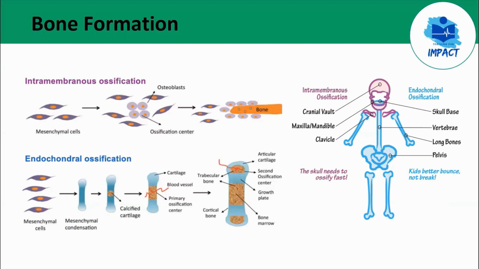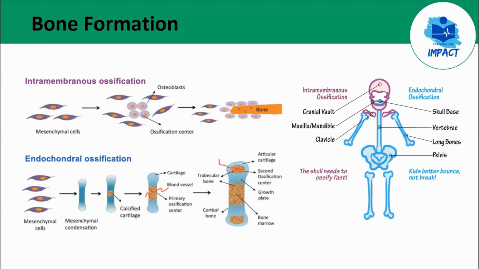So if you look at the image on your right, it shows that long bones, vertebrae, pelvis, and bones of the base of the skull develop by the process of endochondral ossification. The formation of these bones is preceded by the formation of a continuously growing cartilage model, which is then progressively replaced by bone. The bones so formed are called cartilage bones.